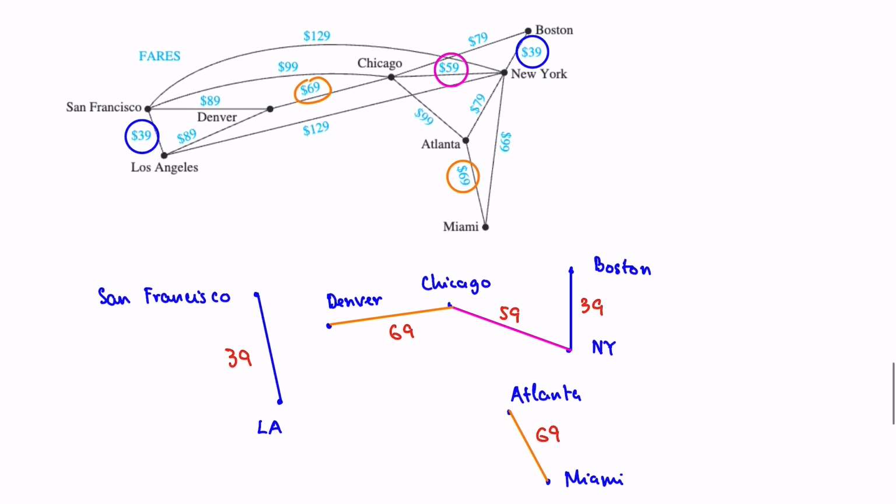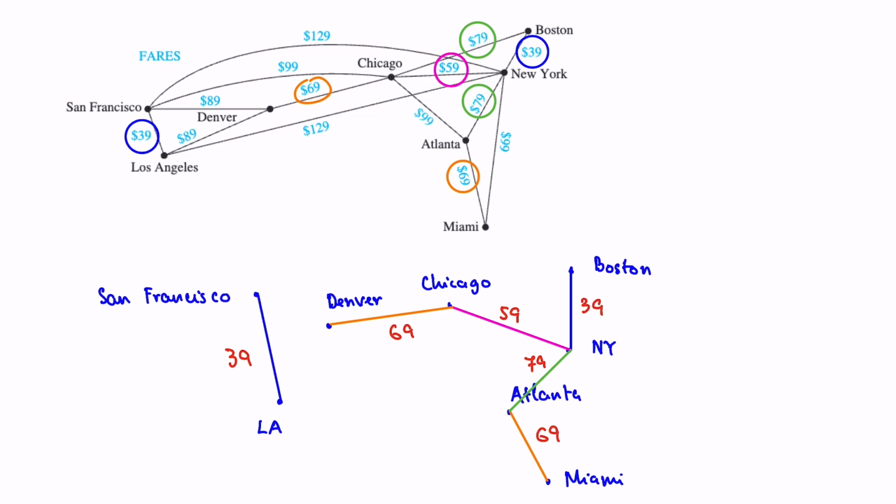The next cheapest airfare is going to be $79. So it's going to be the connection between Chicago and Boston, as well as the connection between Atlanta and New York. So Atlanta and New York is going to be $79. And I'm going to ignore the connection between Chicago and Boston, because if I do, I'm going to form a cycle, and I don't want to do that.